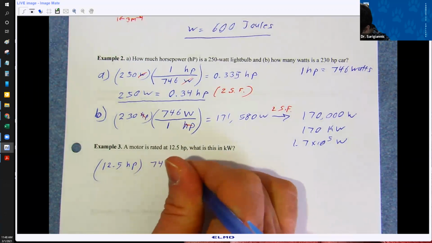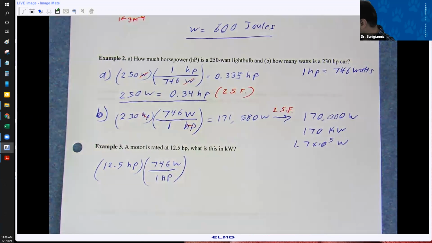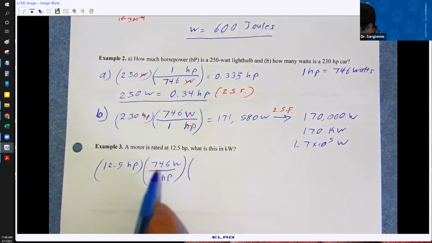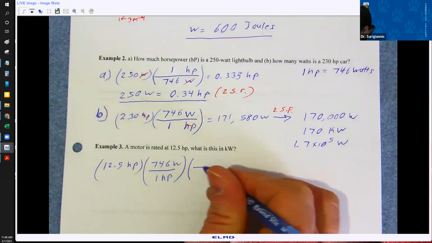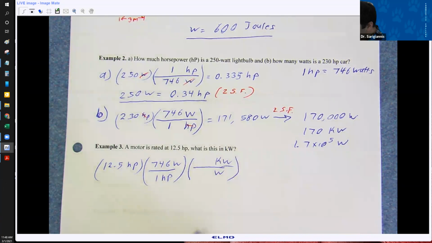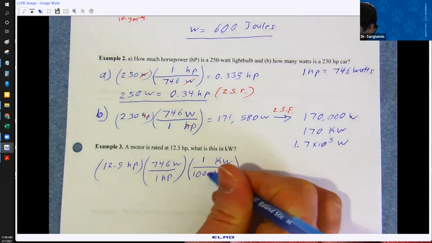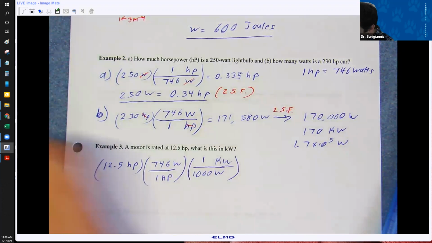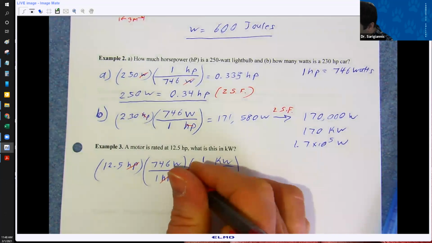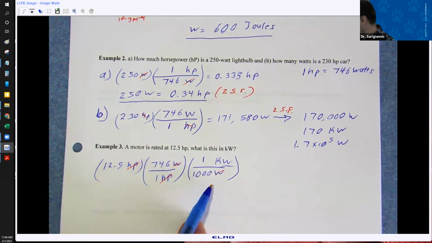Same factor, 746 watts per 1 horsepower. Now, if you don't want to wait till the end, you can always throw in your kilowatts here, right? I know this is going to give me watts, so I'm going to divide by watts and get kilowatts, right? What's the equivalence here? 1 kilowatt is 1,000 watts, right? So this shows you how you're dividing through. First, I'm converting horsepower to watts, and I'm converting watts to kilowatts. So I'm multiplying by 746, then I'm dividing by 1,000.